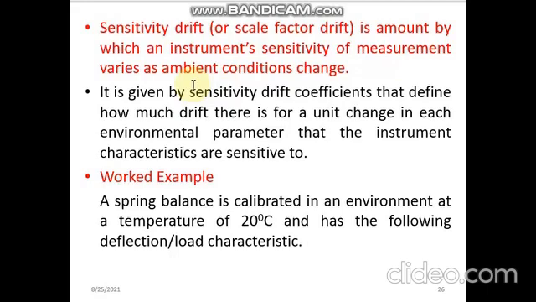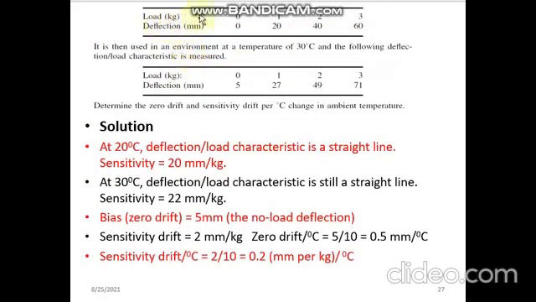A spring balance is calibrated in an environment at a temperature of 20 degrees Celsius and has the following deflection per load characteristic. This is the table. When the load is 0, the deflection is 0. When the load is 1, 20. When the load is 2, 40, like that. And it is now taken to another environment where the temperature is not 20, but 30.